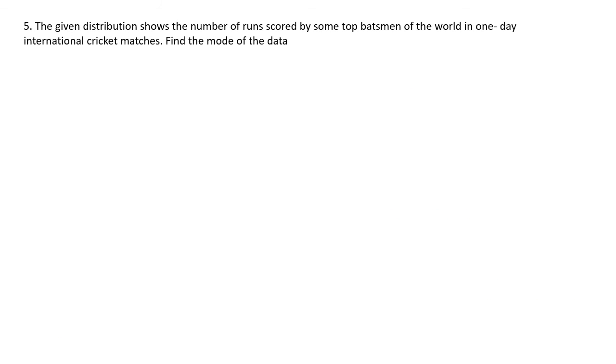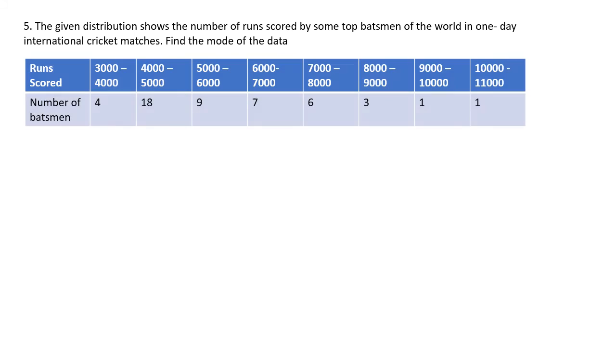The next sum. The given distribution shows the number of runs scored by some top batsmen of the world in one-day international cricket matches. Find the mode of the data. There are 4 batsmen who have scored runs between 3000 and 4000, 18 batsmen between 4000 and 5000, and so on. To find the mode, first, is the class continuous? Yes. Second, find the class with the maximum frequency, which is 18.